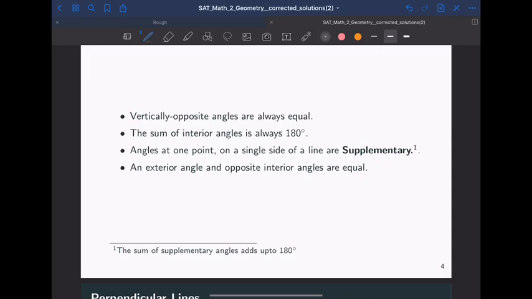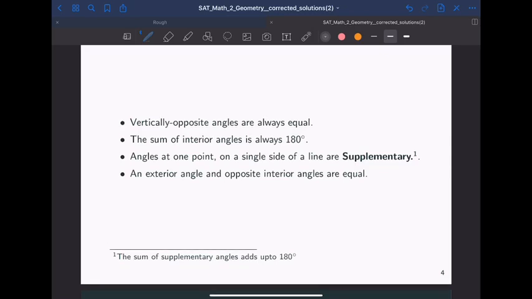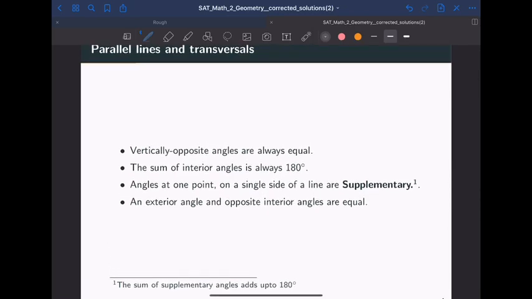So all of this we have summarized in the next slide. Vertically opposite angles are always equal. Yes, we did that. The sum of interior angles is always 180. We did that as well. Angles at one point on a single side of a line are supplementary. So this is a new name, like vertically opposite. So there's nothing to get confused about. It's just a new name.